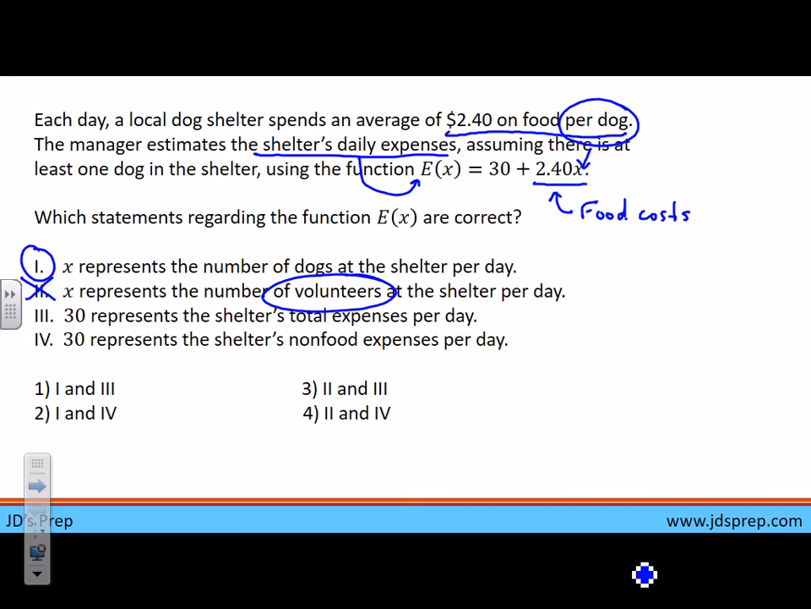And so if we look at number 3 here, number 3 is saying that 30 represents the shelter's total expenses per day. But e of x, the entire function, the entire 30 plus 2.40x, that entire thing represents the total expenses, not just the 30. So we can rule out number 3 as well.